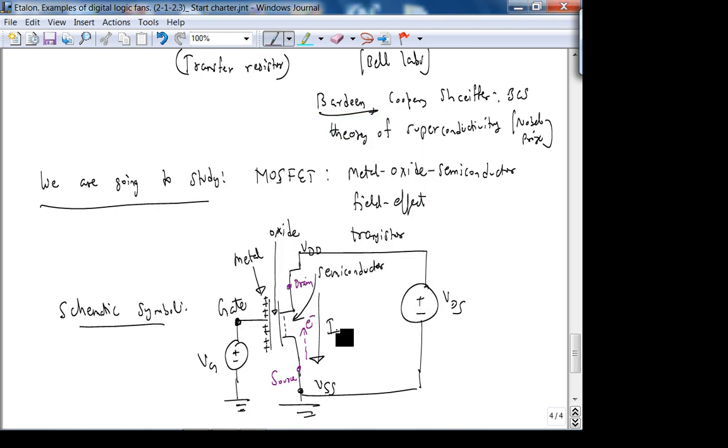So current starts flowing. But the beauty of this metal oxide semiconductor field effect transistor is, at steady state, how much current do you think flows in here? Zero, or a little. Why? There's an oxide here, right? So unlike the bipolar transistor, no current flows here at DC. So you have a perfect switch, in the sense that current flows here, but this part is insulated.